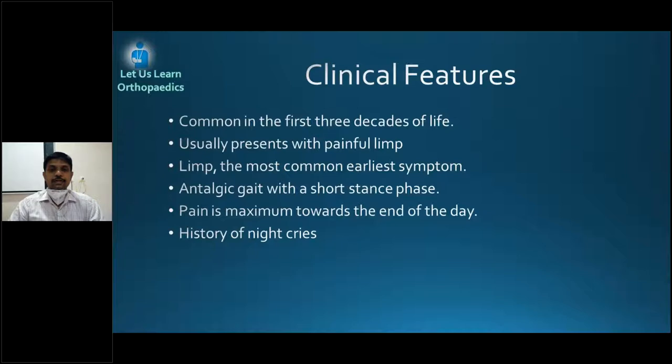And pain is maximum towards the end of the day, and there will be a history of night cries. What does this night cry mean? During night time, when the patient falls asleep, the muscles surrounding the hip joint relax, so the spasm will be gone. Once the spasm is relieved during sleep, the destroyed ends of the upper end of the femur and the acetabulum come near each other, the joint space collapses, and the exposed nerve endings of the subchondral bone grate against each other, so the patient suddenly winces in pain. So how do we describe the classic night cry in the tuberculosis hip? This is the classic symptom and clinical feature that you commonly see in the TB hip.